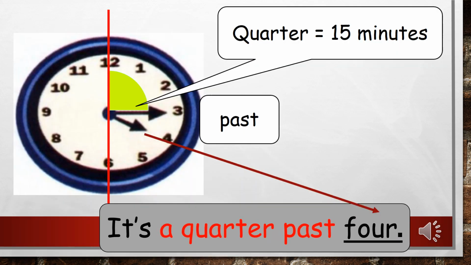Okay, kids. Now look at this example. What time is it? Yes, it's a quarter past 4. Why? It's because look at the long hand, it's pointing at 3. It means 15 minutes has passed. Meanwhile, the short hand is pointing at 4. So, we can say it's a quarter past 4.